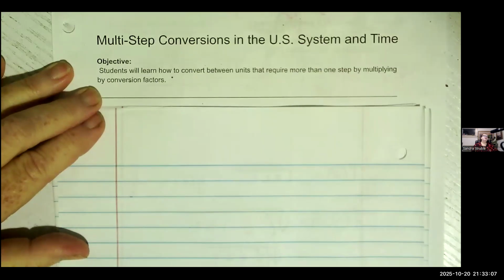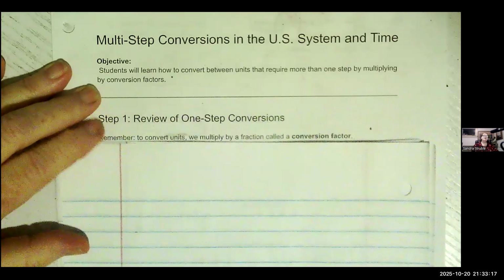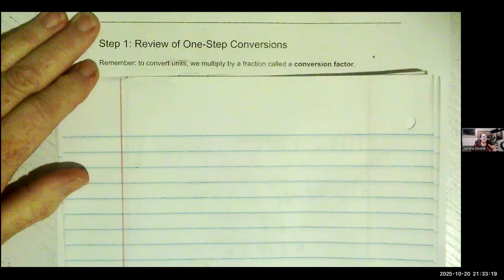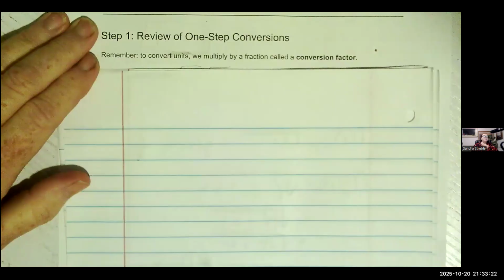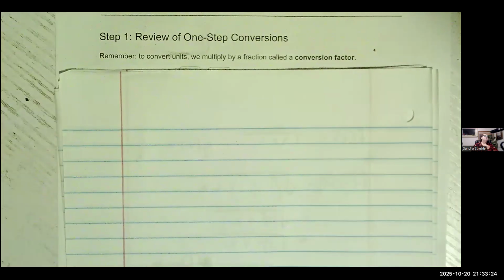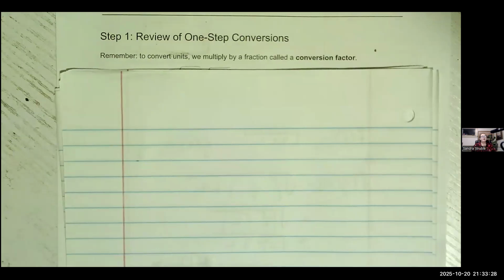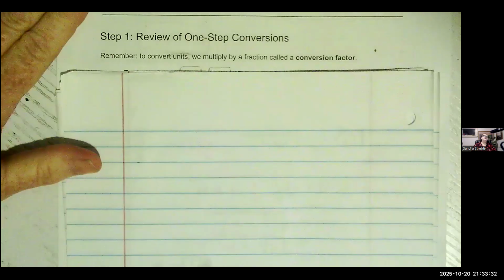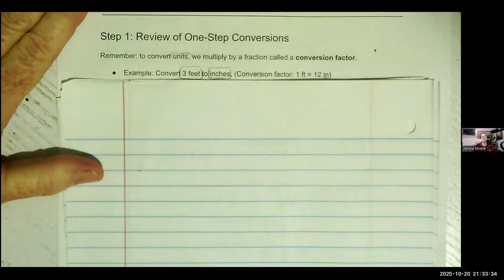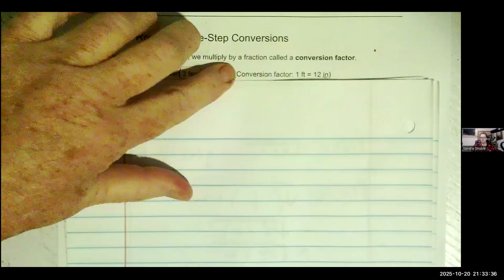So today you're going to learn how to convert between units that require more than one step by multiplying by conversion factors. Our first one we're going to do is review our one-step conversions. Remember, to convert units, we multiply by a fraction called a conversion factor. To set that up, we always have to start with what we're given and then use the conversion factor to convert to what they want us to give them.